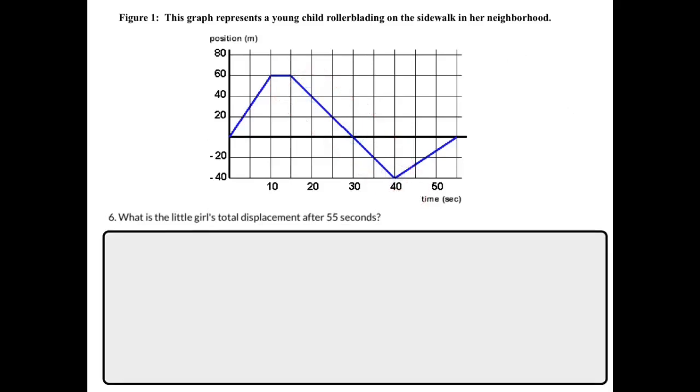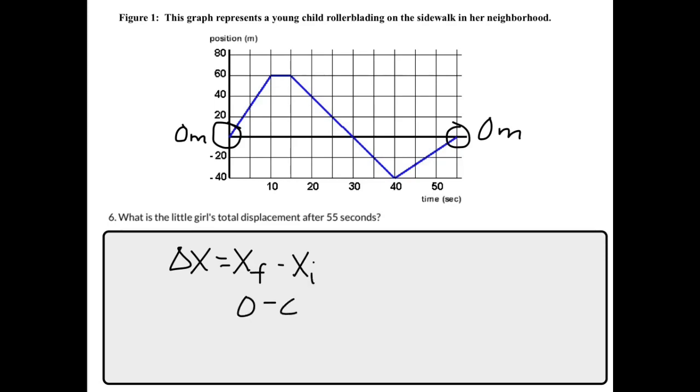Question number 6 of this worksheet says, what is the little girl's total displacement after 55 seconds? We know that for total displacement, all we care about is the initial and final position. So the initial position of the girl is 0 meters, and the final position of the girl is 0 meters again. Our displacement is equal to final position minus initial position, and in this case, 0 minus 0 just equals 0 meters. So this young girl does not have any total displacement whatsoever.